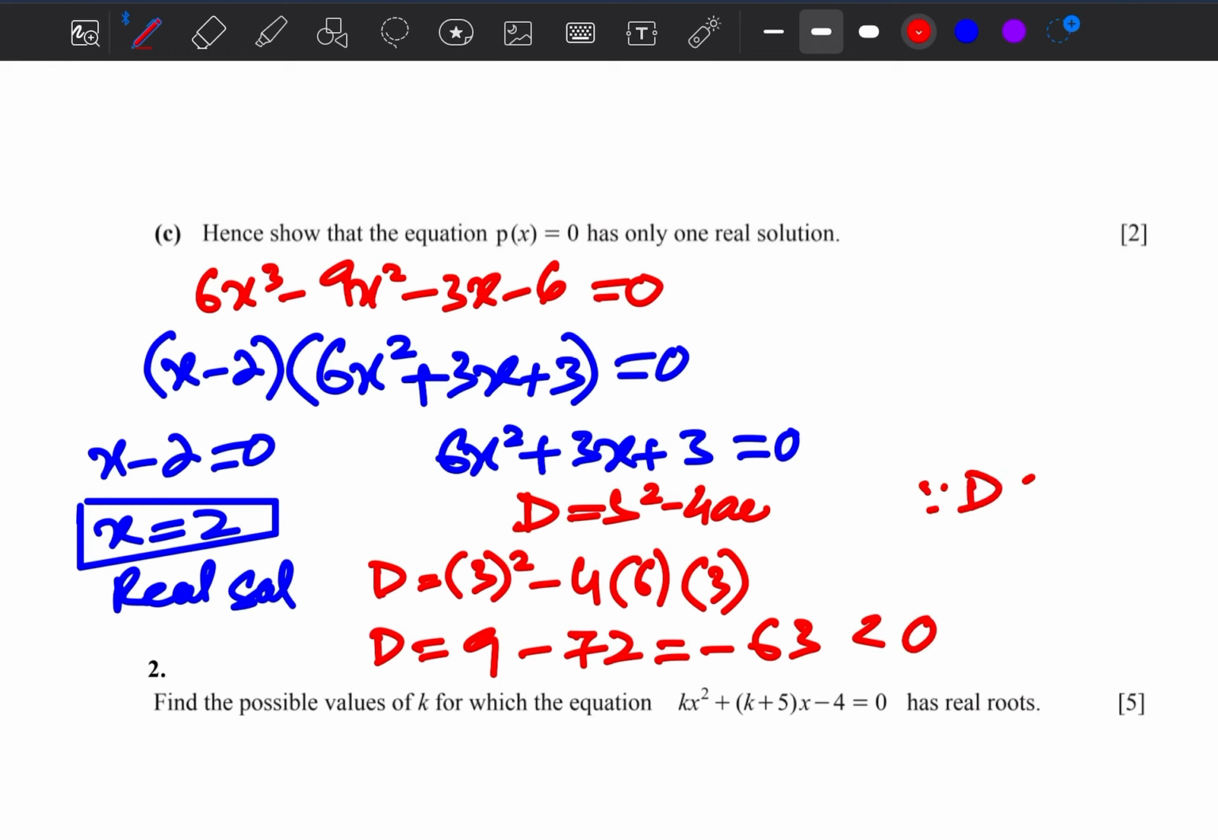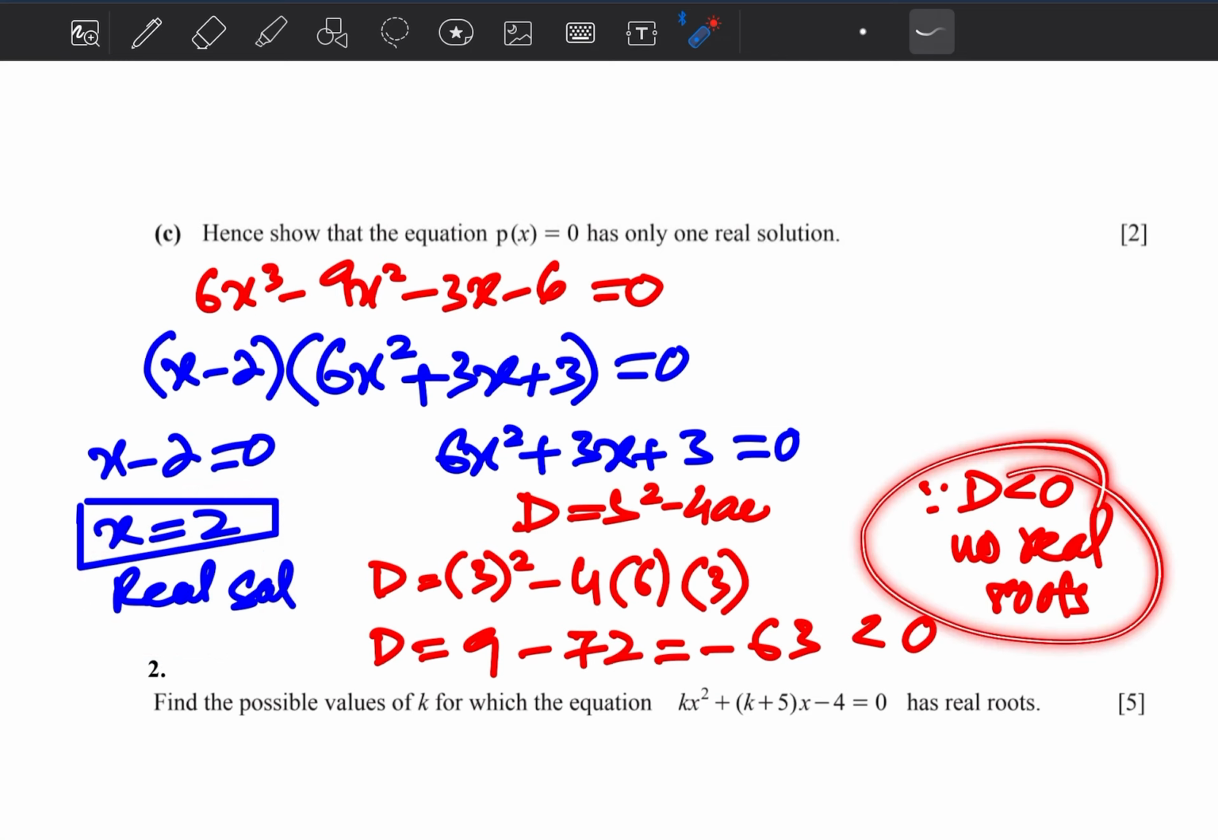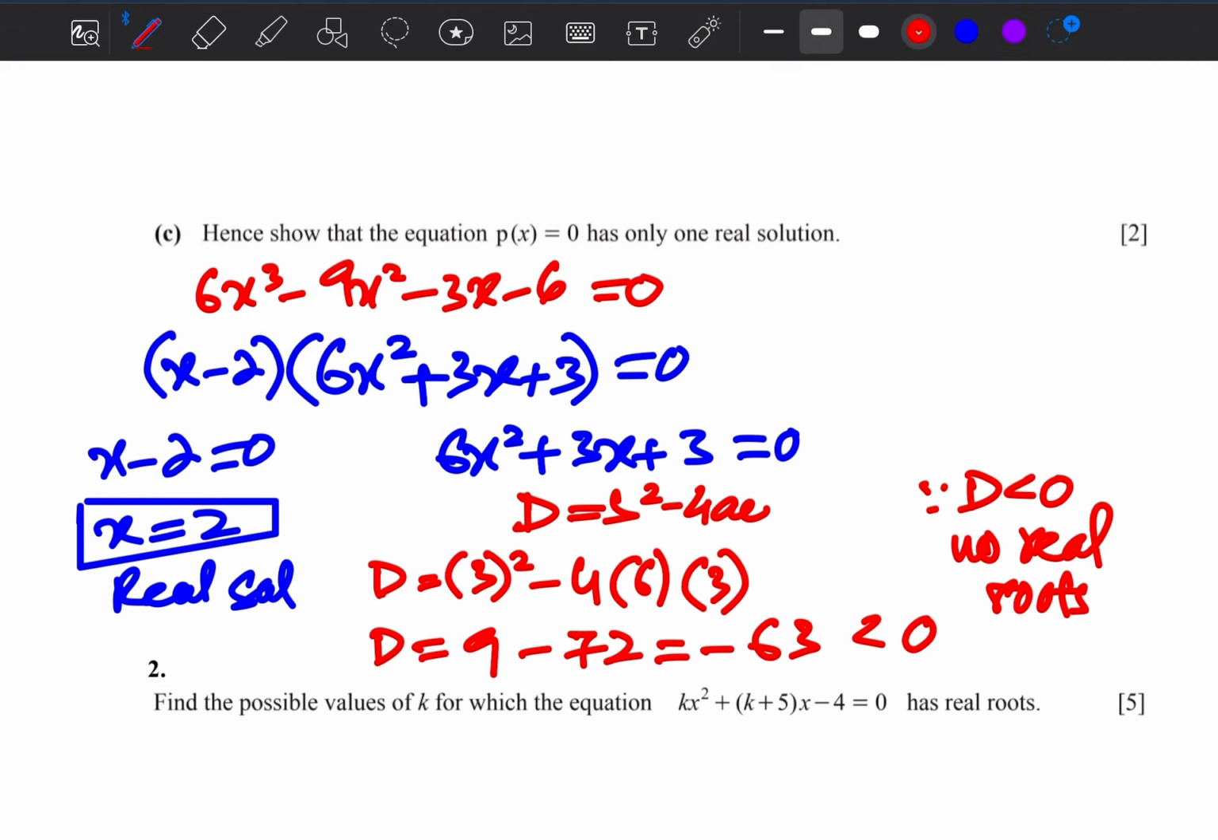Since the discriminant is less than 0, over here there are no real roots. So we have proved there is only one real root. This is the real solution. And since from here we have got discriminant less than 0, there isn't going to be any real roots.